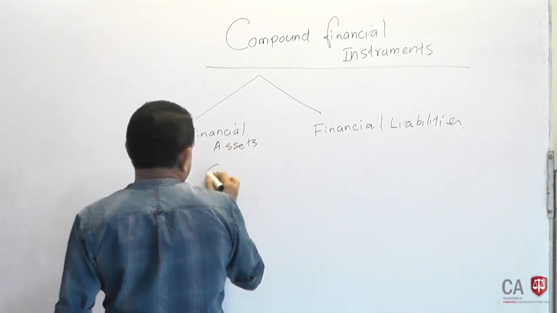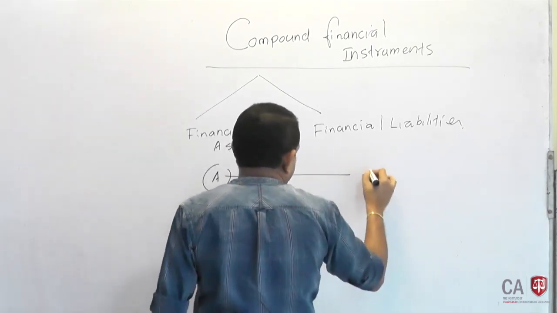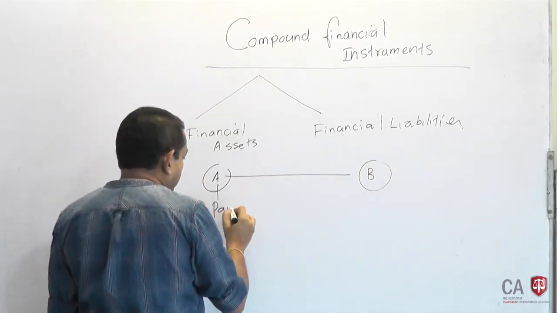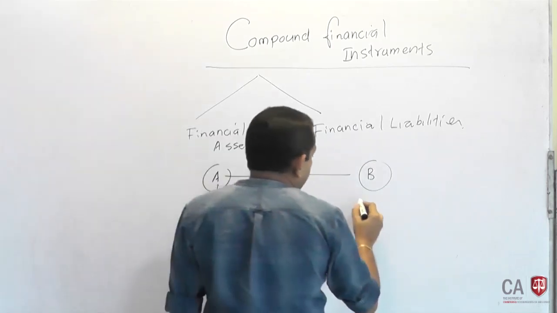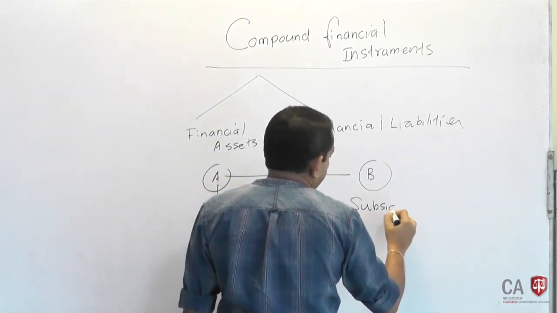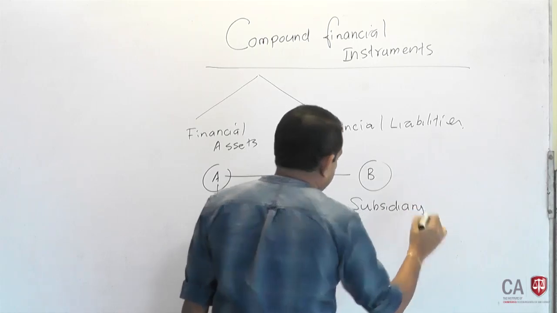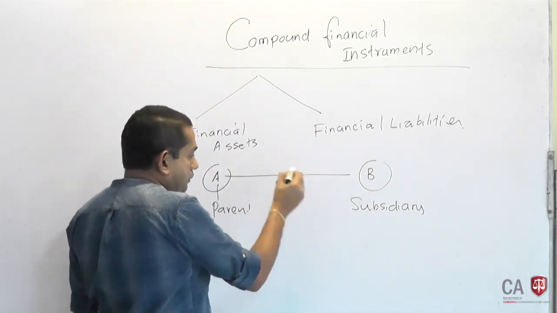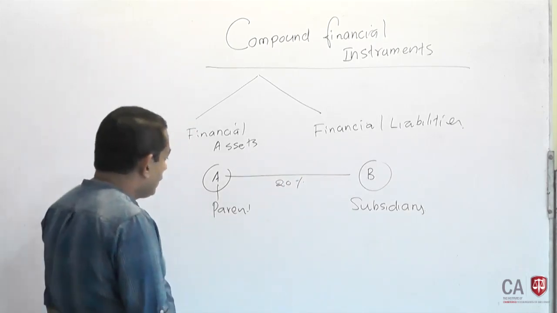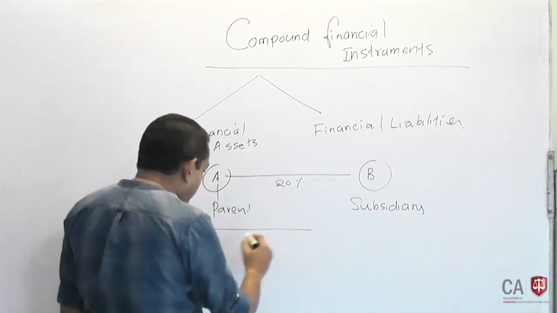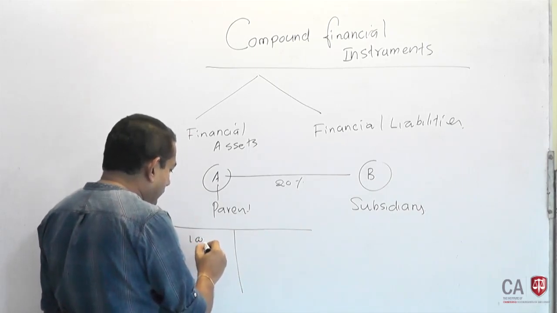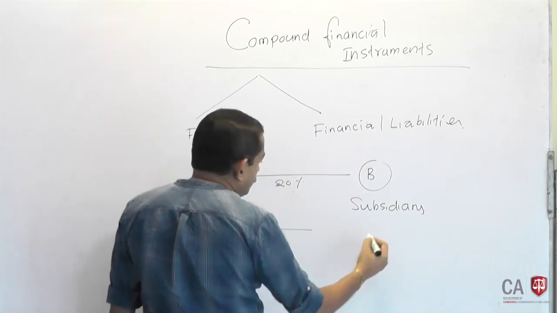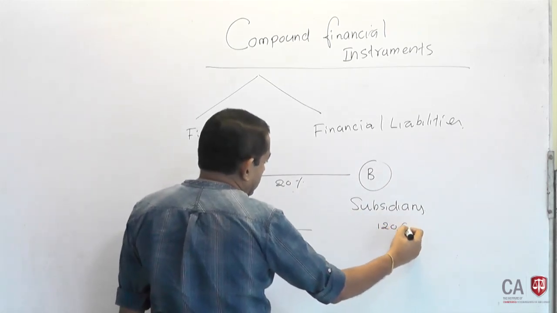Company A has acquired company B. So company A is the parent company. Company B is the subsidiary company. Market interest rate is 20%. Company A granted 100,000 rupees to company B at 20% market rate interest. B is supposed to pay 120,000 rupees in 1 year's time.